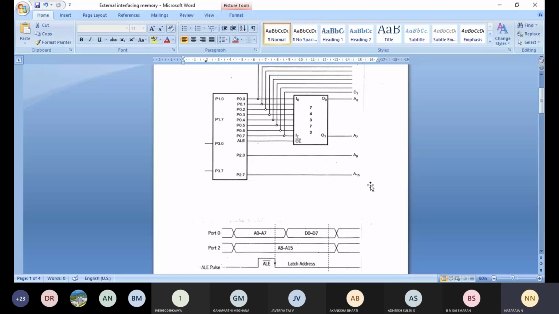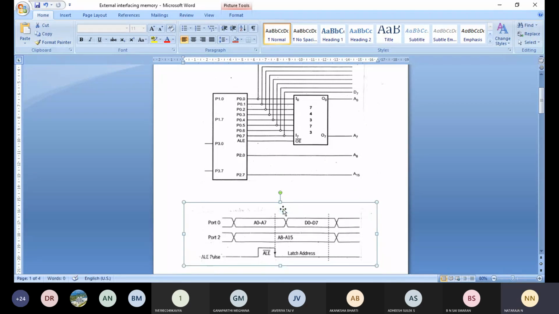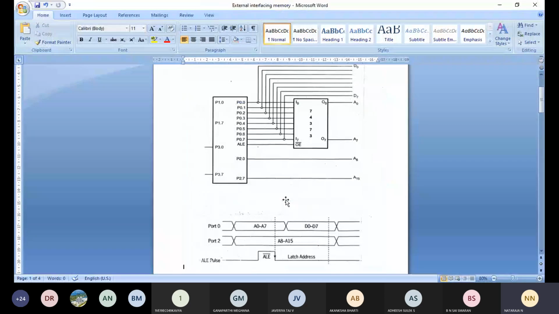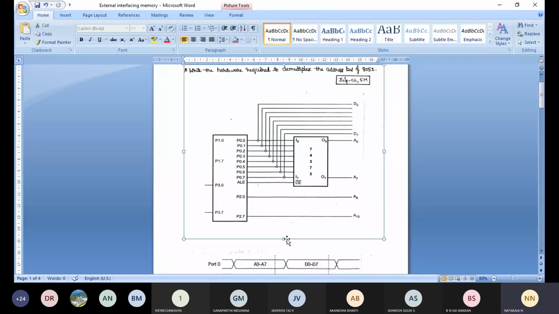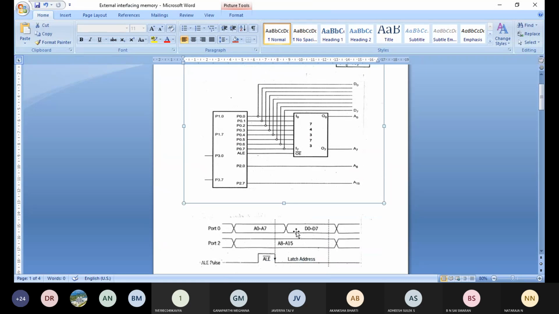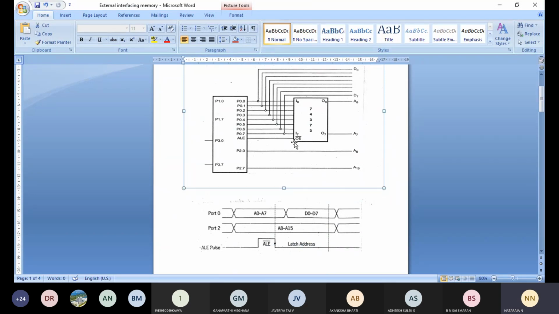Now it is visible both, I think. Visible both now, circuit diagram and timing diagram. Yes, sir.